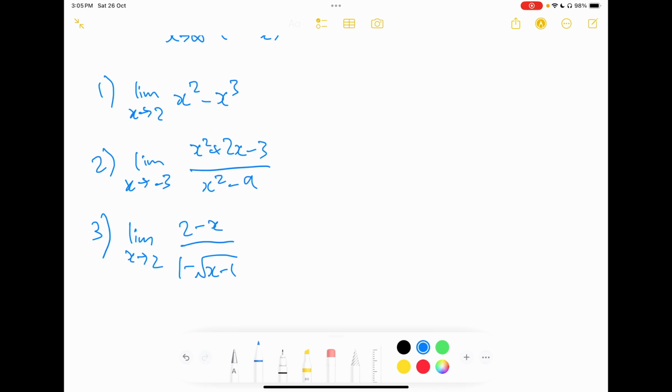The first one is quite easy. If you just substituted x equals 2, you would get the answer straight away. So you would get 2 squared minus 2 cubed, 4 minus 8, negative 4.